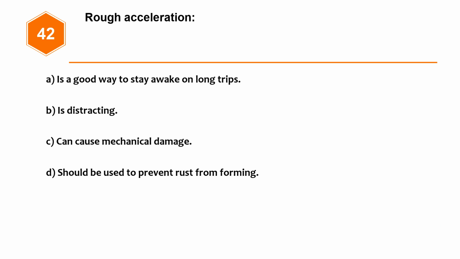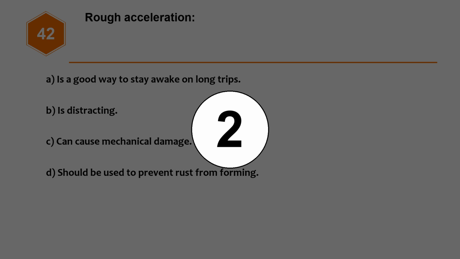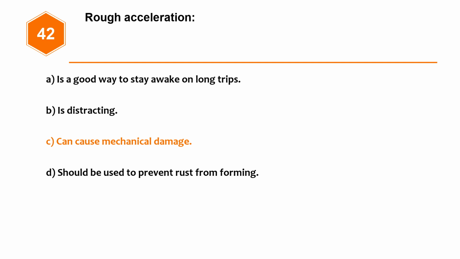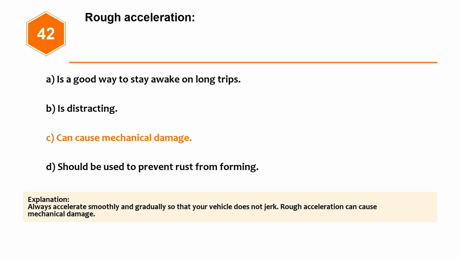Question 42. Rough acceleration. Option A is a good way to stay awake on long trips. Option B is distracting. Option C can cause mechanical damage. Option D should be used to prevent rust from forming. The correct answer is option C, can cause mechanical damage. Explanation. Always accelerate smoothly and gradually so that your vehicle does not jerk. Rough acceleration can cause mechanical damage.